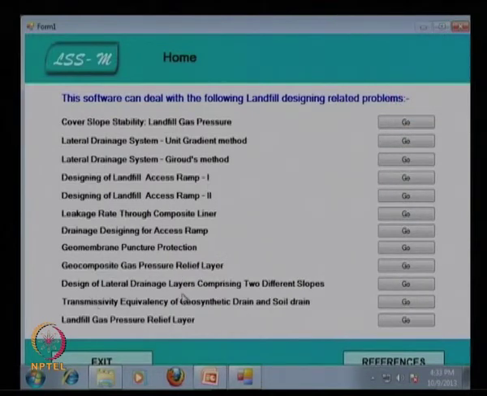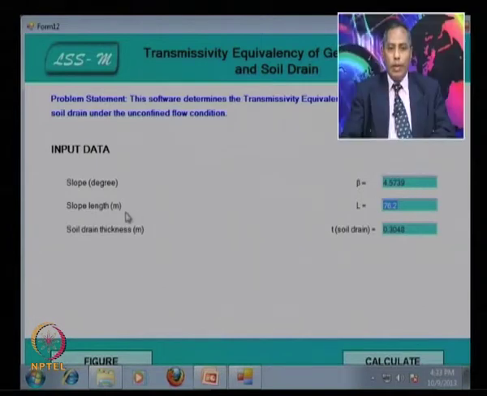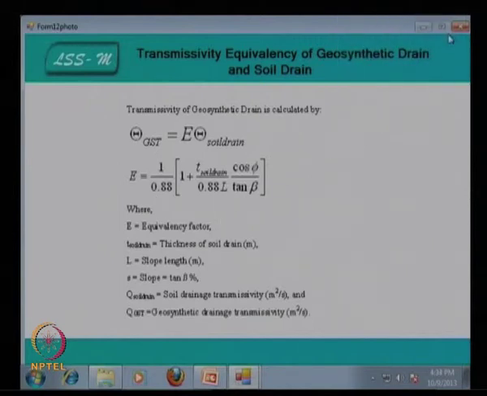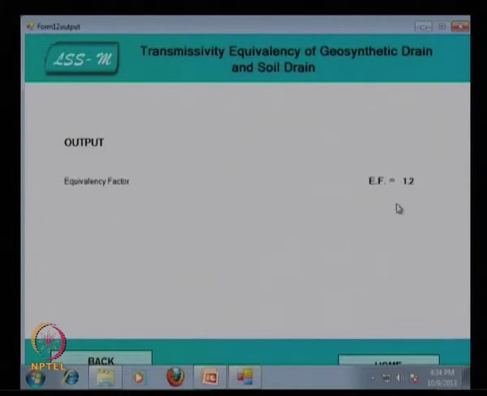Also, the design of drainage layer for the two different slope. This I mentioned: transmittivity equivalency of geosynthetic drain and the soil liner. So, this is the transmittivity equivalency of geosynthetic drainage soil. The slope angle beta is 4.75, the slope length L is 20.2, and the soil drain thickness. So, this is the equation that has been used, and then you calculate the equivalency factor as 1.1.2.